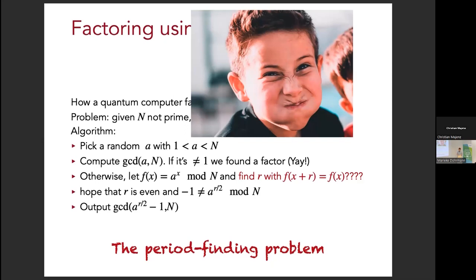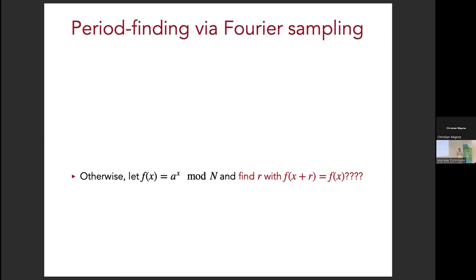So how does one find a period? Let me show you one way of finding a period. Because I wanted to be light on mathematics, I want to draw pictures instead. Probably many of you know the Fourier transform. The Fourier transform is a transformation that transforms functions into functions. So let me draw graphs of functions. For example, it transforms Gaussians to Gaussians.